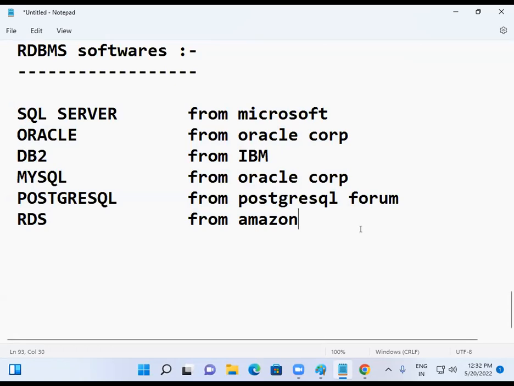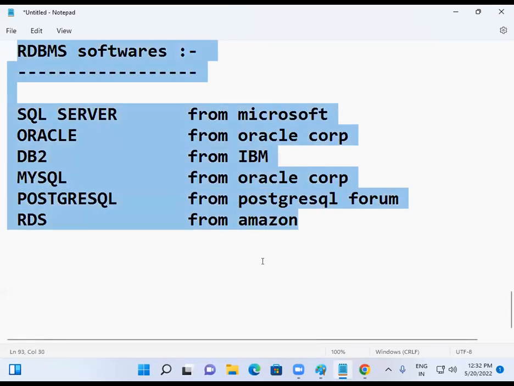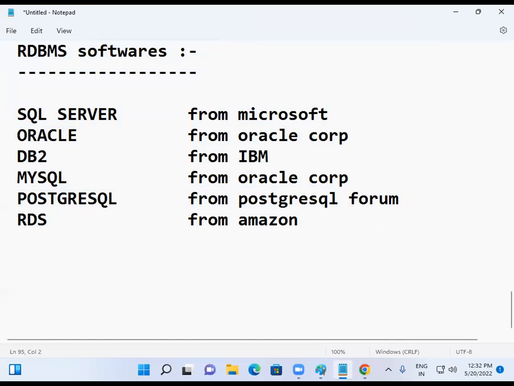Which one is used depends on the client. If the client is using Microsoft products, then they prefer SQL Server. If the client is an Oracle client using Oracle products, then they use Oracle Database. IBM clients use DB2. Amazon clients use RDS. So these are all different database software.